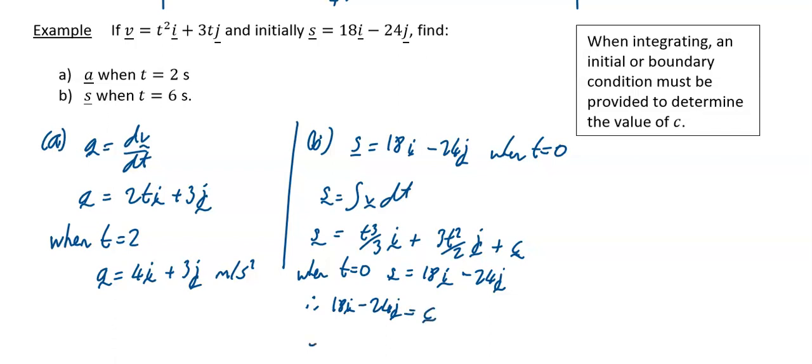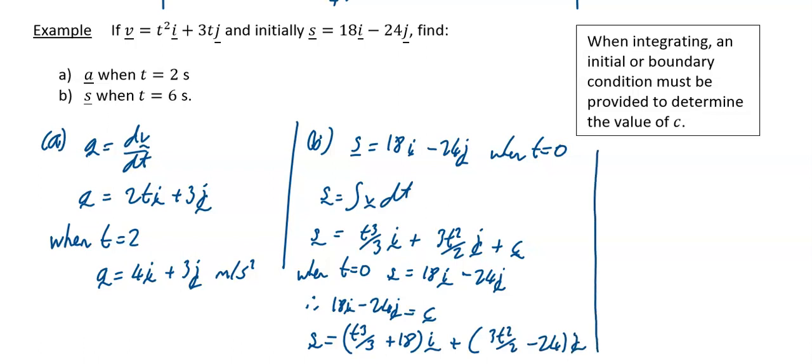So that means your s, the story so far, your s is equal to t cubed over 3, I'm just going to put all the i parts together, plus 18. That's the i parts. Then plus, and my j part was going to be 3t squared over 2, and then minus 24. That's my j part.